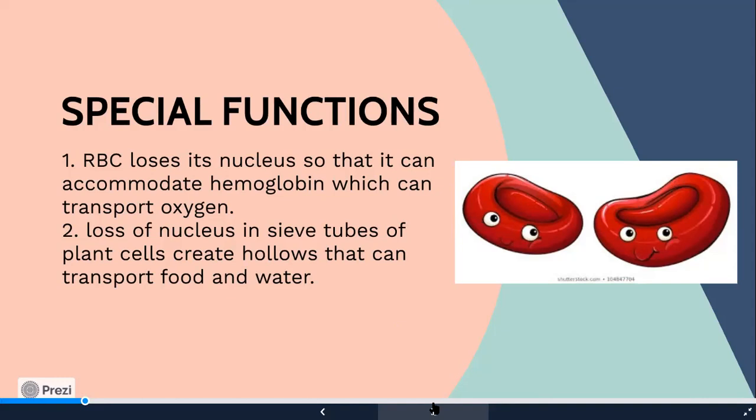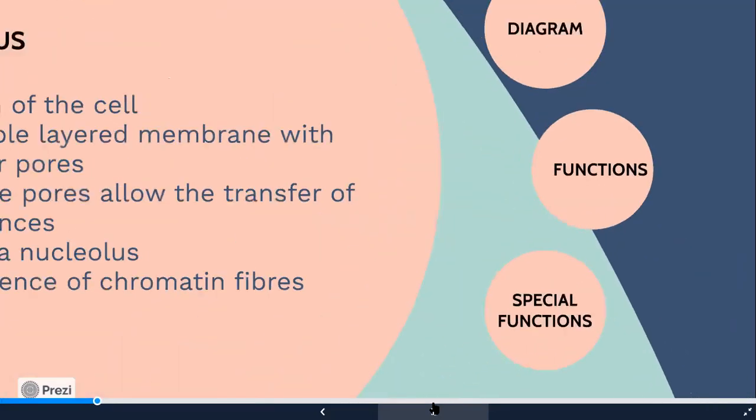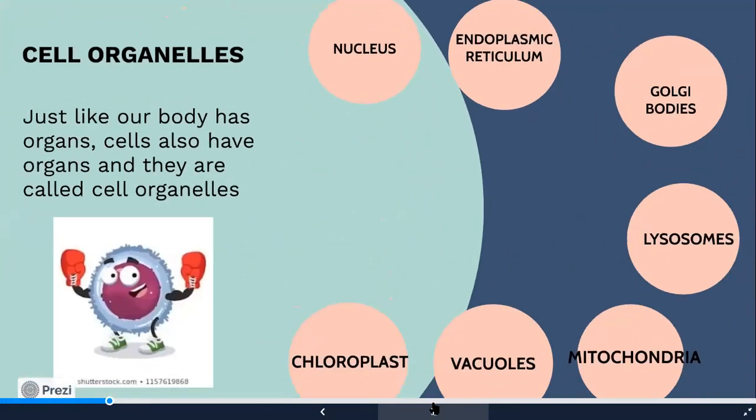Loss of the nucleus in sieve tubes of the plant cell creates a hollow so that it can transport food and water. Now, plants also need food and water. You must have come across phloem and xylem. Phloem has these sieve tubes, and that helps in transportation of water and food to different parts of the plant. So, these are some special functions that we mention about the nucleus.